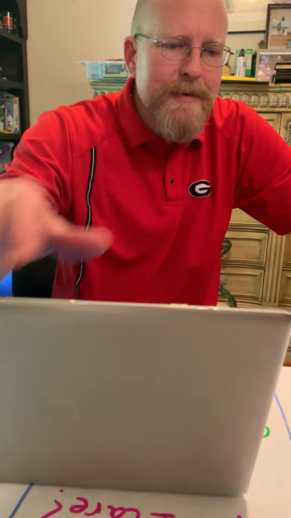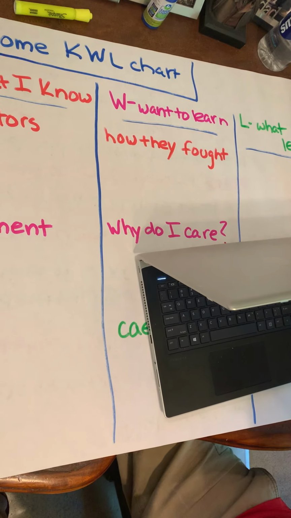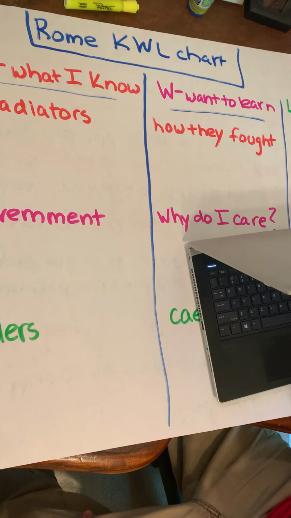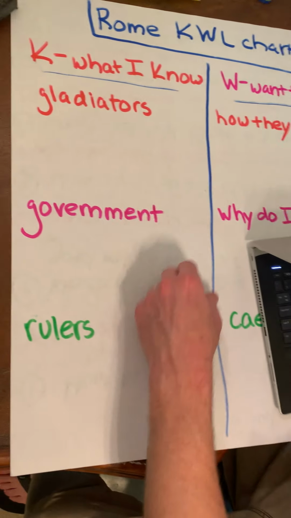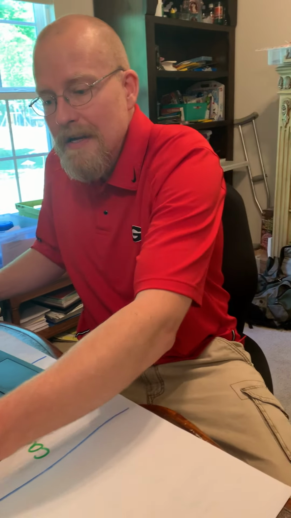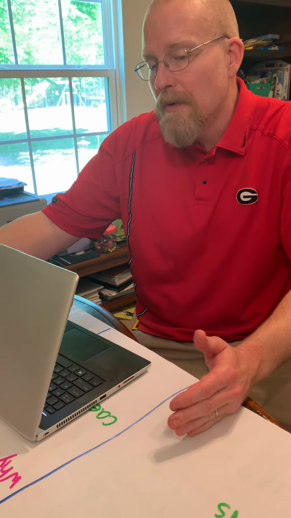So looking at my KWL chart, I wanted to know how they fought. What did I learn from what I just read about how they fought? That's the information that you can provide there if you already knew something about gladiators and wanted to learn more. You don't have to use the topics that I used, gladiators, government, and rulers. When I think of Rome, those are the first three things that popped into my head as something that I knew. I wanted to know more about each of them, and then I wrote what I learned.